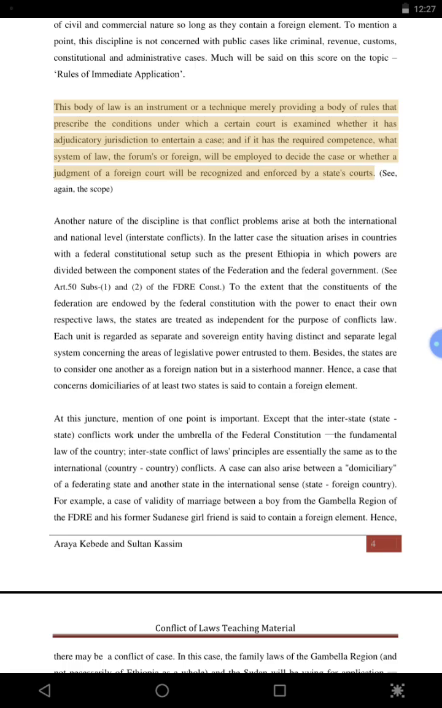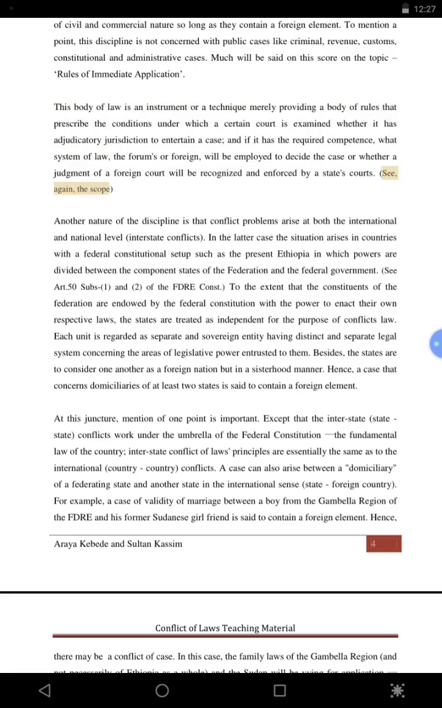This body of law is an instrument or a technique, merely providing a body of rules that prescribe the conditions under which a certain court is examined as to whether it has adjudicatory jurisdiction to entertain a case, and if it has the required competence, what system of law, where the forums are foreign, will be employed to decide the case, or whether a judgment of a foreign court will be recognized and enforced by a state's courts.